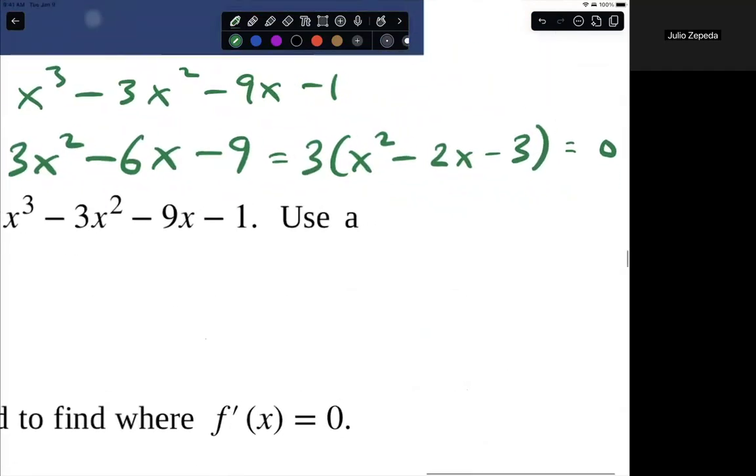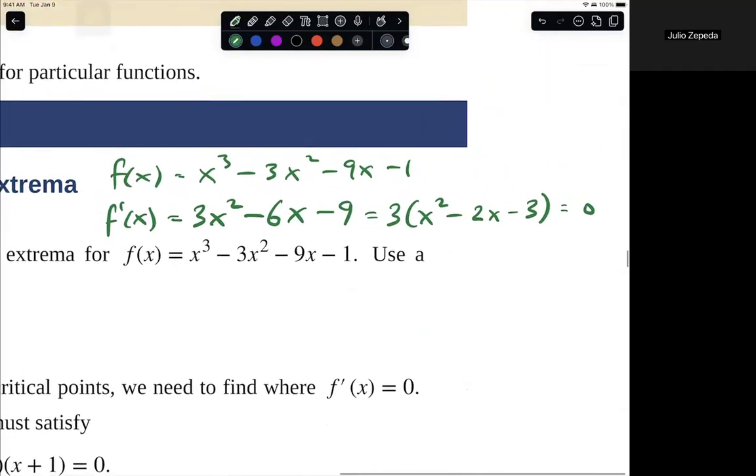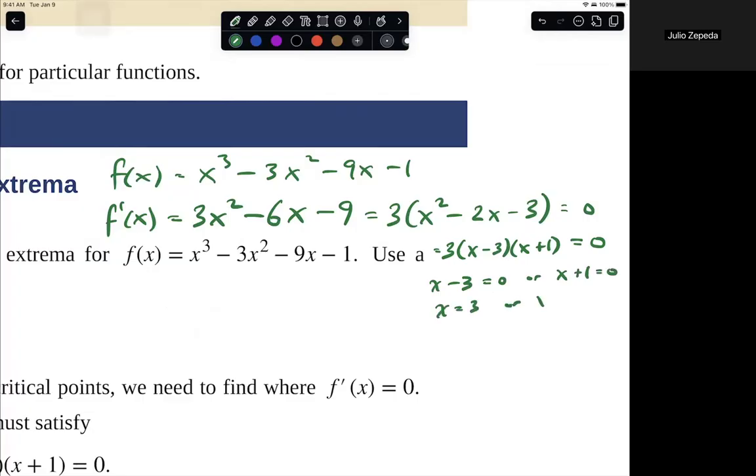And if we set this equal to 0, that requires us to factor this quadratic. So this is 3 times (x minus 3) times (x plus 1) equals 0. And so we can see that x minus 3 must be equal to 0, or x plus 1 is equal to 0. So x equals 3 or x equals negative 1 are the critical points. These are the locations where the derivative is equal to 0.